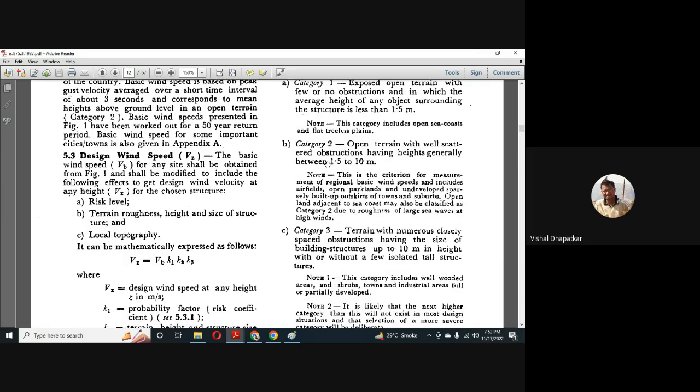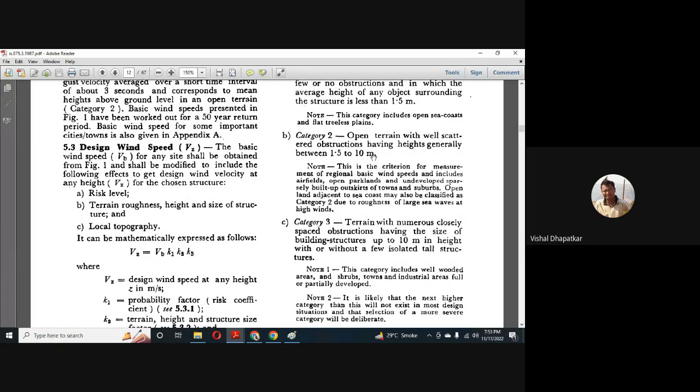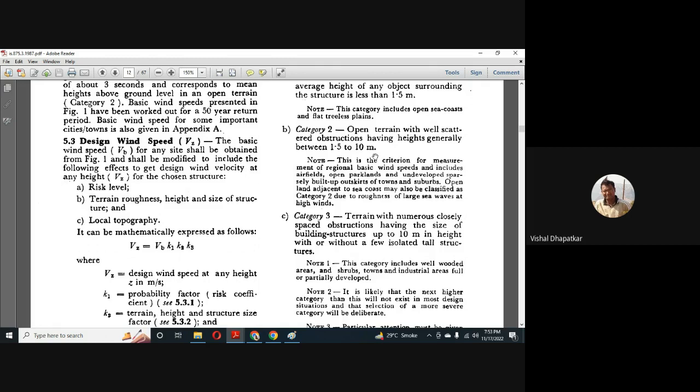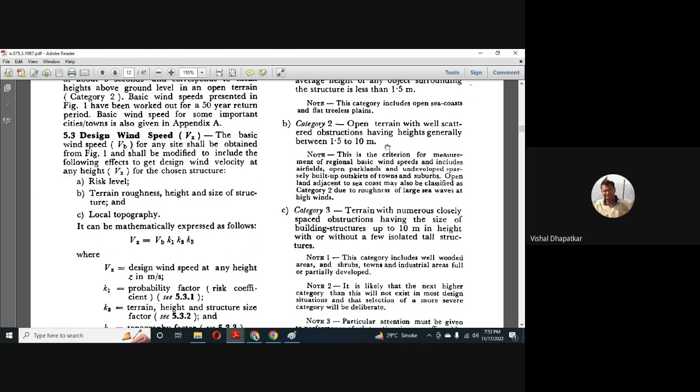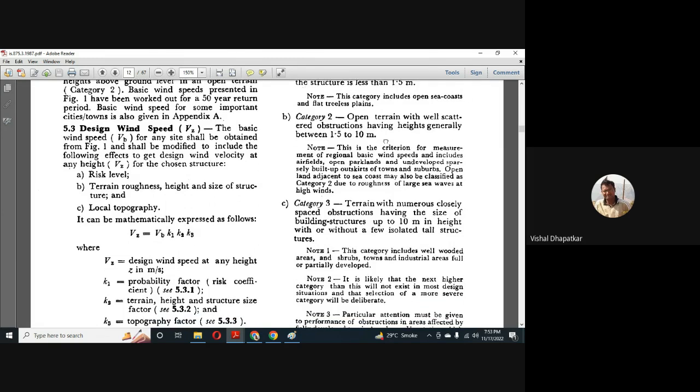Category 2 is open terrain with well scattered obstructions having heights generally between 1.5 and 10 meter. This is for terrain where we have very limited structures or limited obstructions, like in a village, where we have homes separated by more than 10 meter, 20 meter. So that can be considered as category 2.